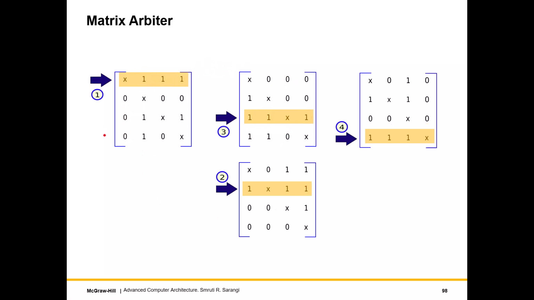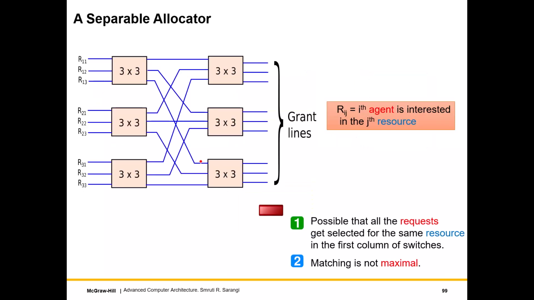So let us now clean the ink and reiterate the message. The message is that this is still a form of limited round robin, but given the fact that we are maintaining state, we can ensure a degree of priority. So let's now look at other forms of allocators. So let's look at a separable allocator.